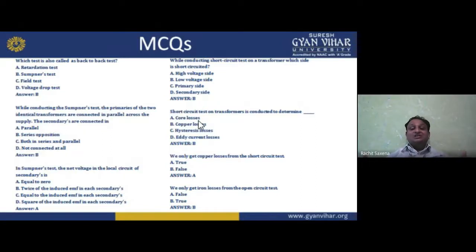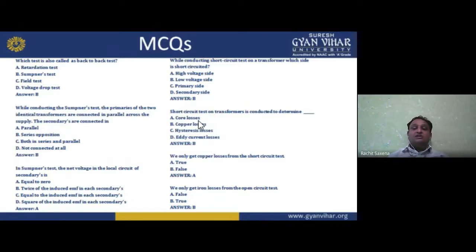So they are in series opposition because the net current value will be 0. In the Sumpner test, the net voltage in the local circuit of the secondary is equal to 0, twice the induced EMF in each secondary, equal to the induced EMF in each secondary, or square of the induced EMF in each secondary. So the option is E, equal to 0.